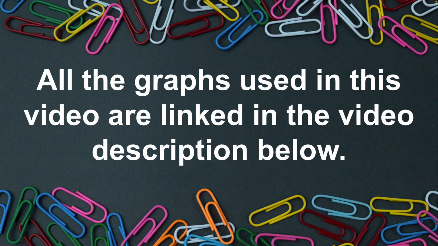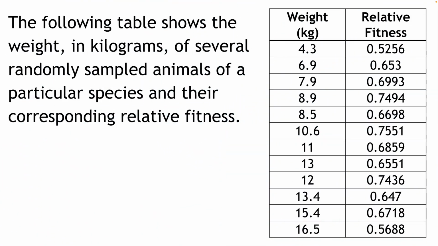Please feel free to follow along using the graphs linked below. Here's our problem statement. The following table shows the weight in kilograms of several randomly sampled animals of a particular species and their corresponding relative fitness. On the left side of this table, we have the weight in kilograms. These values are ranging from 4.3 kilograms to 16.5 kilograms. And the relative fitness is a 4-digit decimal number.